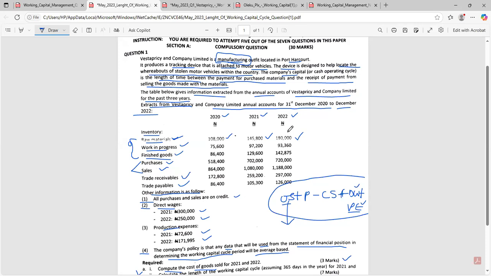Now, because these figures are closing, the next thing that you ask yourself is, which ones are now opening? We did this in our last class. It's very simple. The closing stock of 2020 is the opening stock of 2021. Am I communicating? I repeat, the closing stock of 2020, which is this 108, is closing in 2020, but it will become opening in 2021. This 145,800, which is closing in 2021, will become opening in 2022. This 180, which is closing in 2022, will become opening in 2023. So with just this one figure, we can see the closing and the opening stocks for each of those years for raw material.